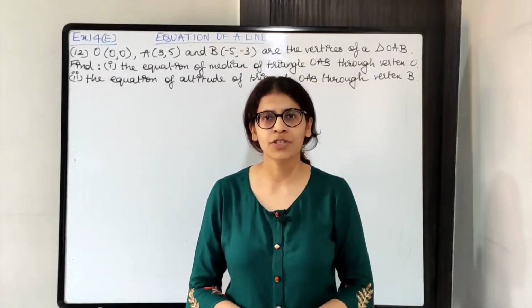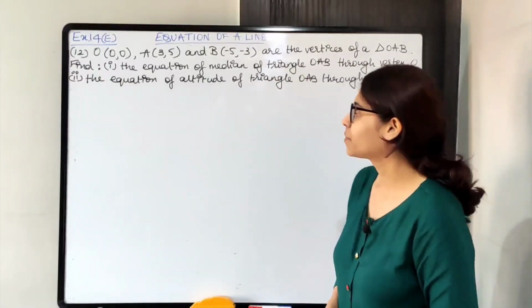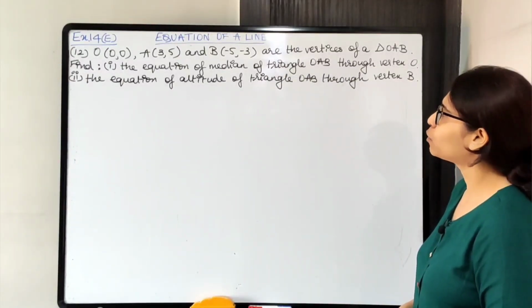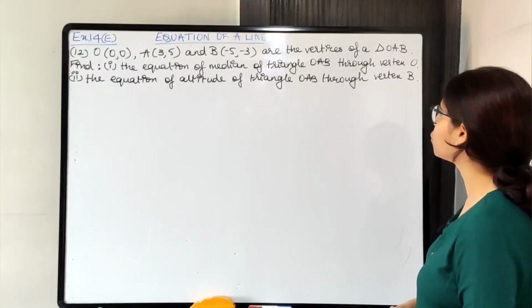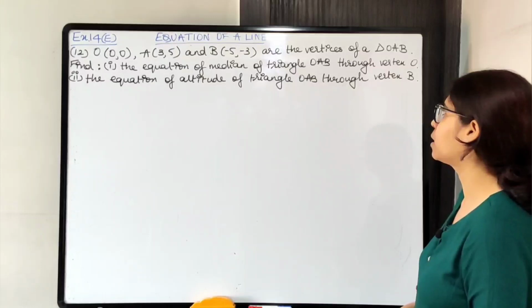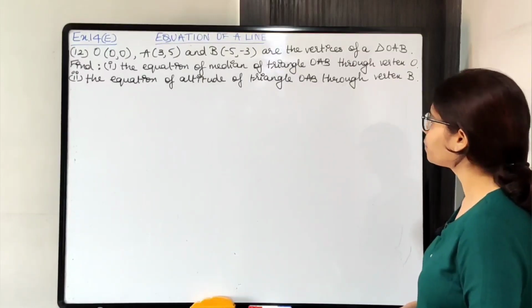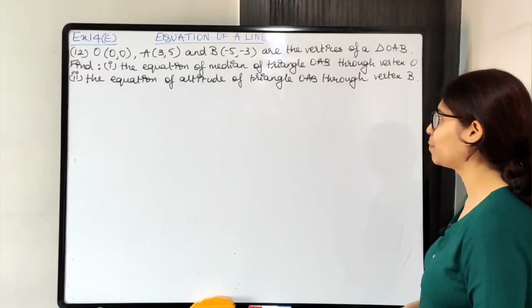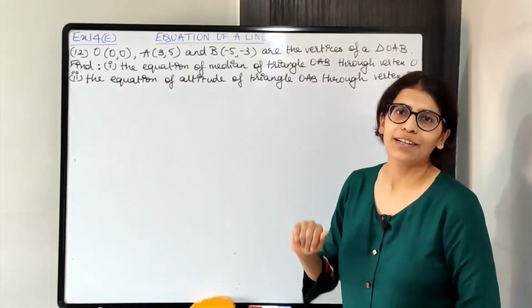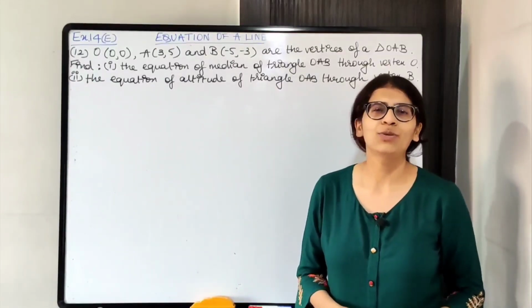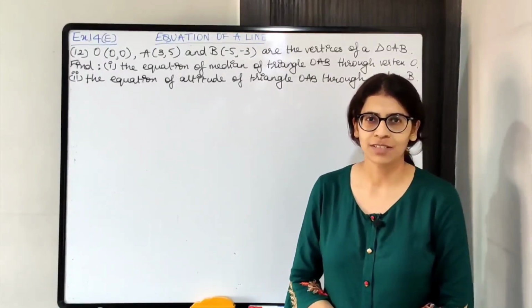Moving on to next question, question number 12. O(0, 0), A(3, 5) and B(-5, -3) are the vertices of a triangle OAB. Find first part the equation of median of triangle OAB through vertex O. Second part the equation of altitude of triangle OAB through vertex B. We have solved this kind of question in exercise D. So by now I'm hoping you know how to solve these kind of questions.